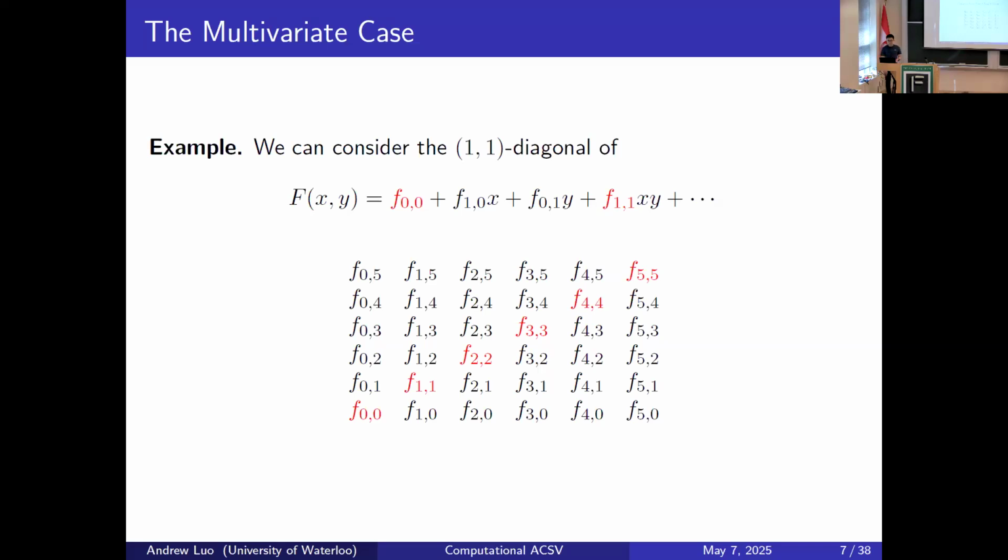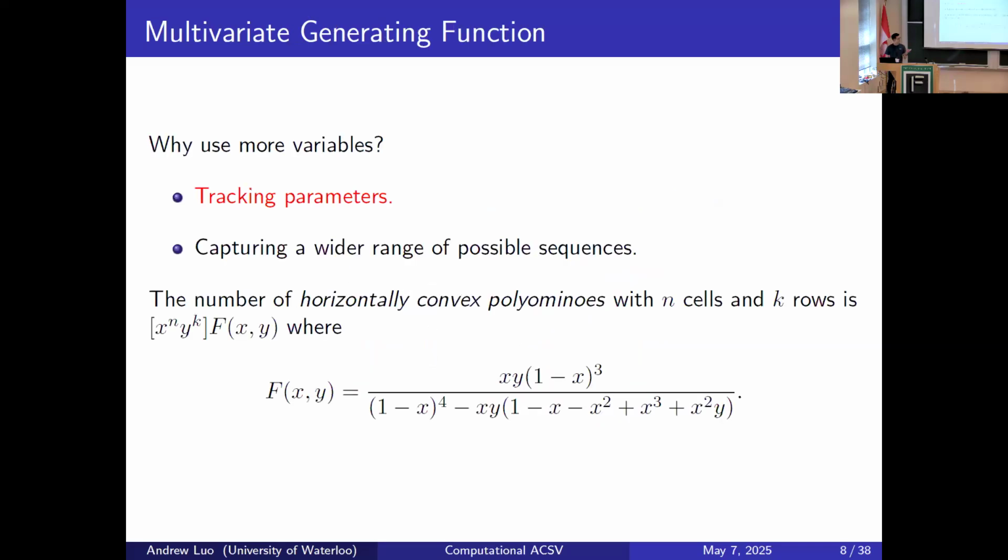Okay, so to motivate why we care about multivariate generating functions, we saw some examples of those from previous talks, but just to recap, we might want to track multiple parameters.